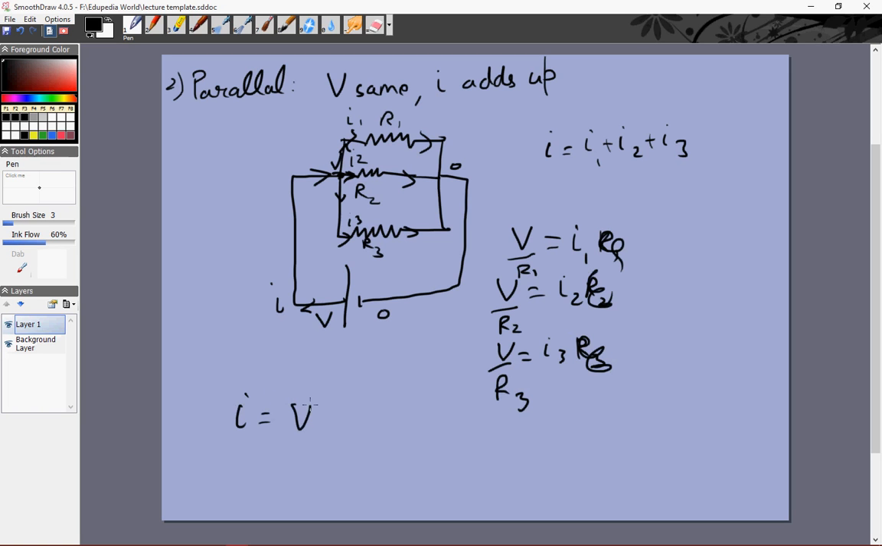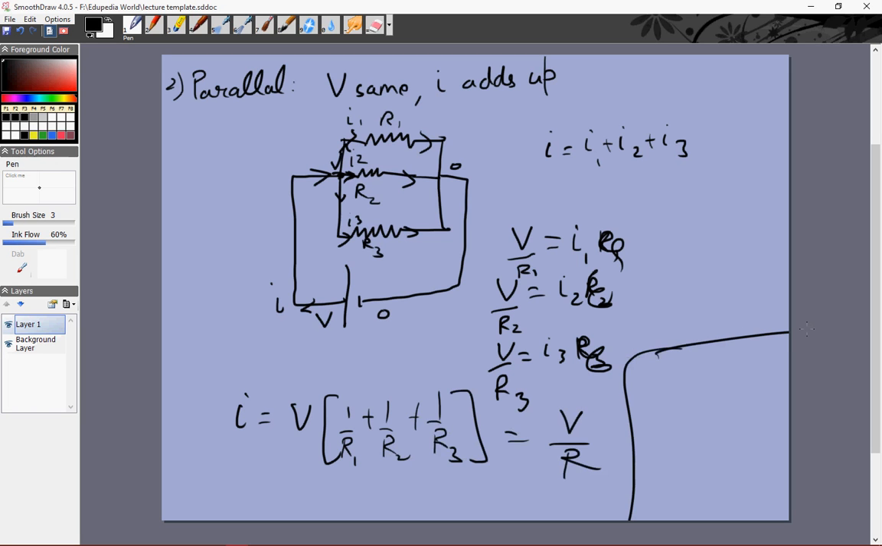So I is equal to V times 1 by R1 plus 1 by R2 plus 1 by R3, but of course it has to be equal to V by R. From that we get the result which you already know. 1 by R equivalent is equal to 1 by R1 plus 1 by R2 plus 1 by R3 and so on, if there are more of them, right? So these are the standard cases for series and parallel.